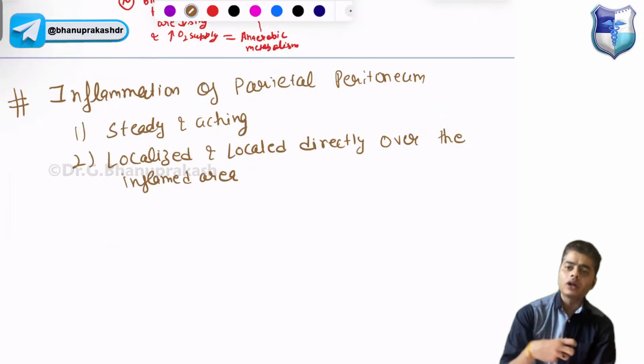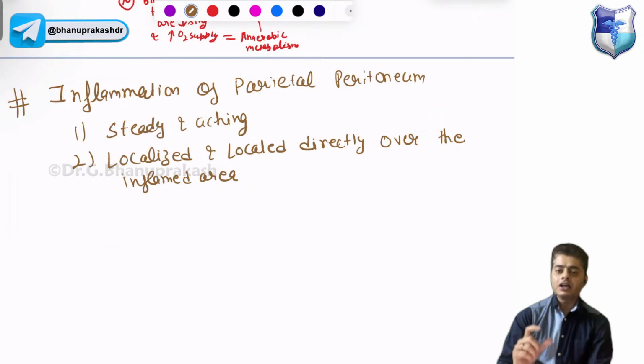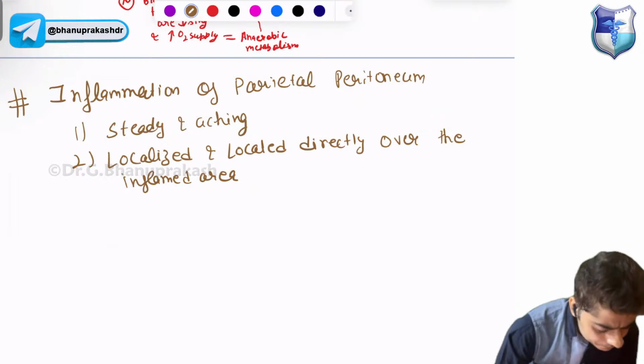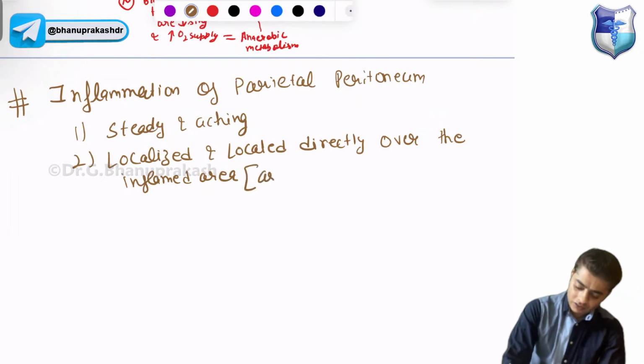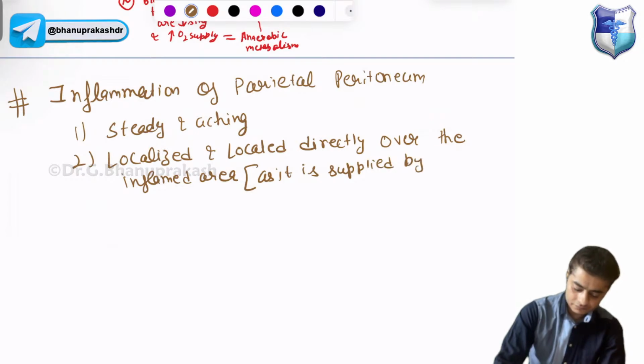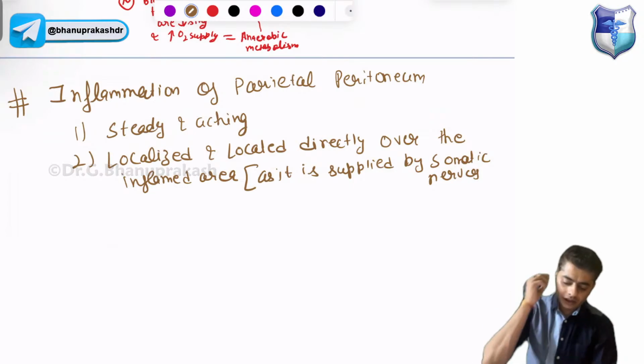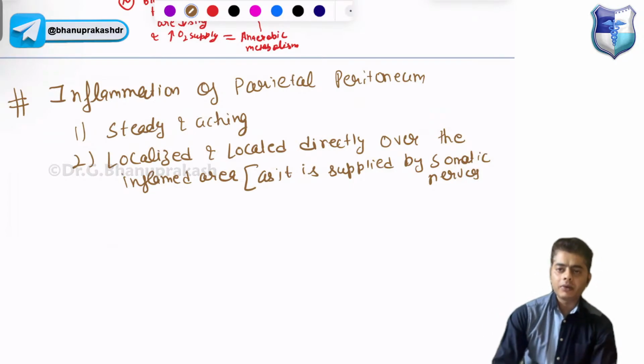And this pain can be localized, and I will tell you why it can be localized: because it is supplied by somatic nerves. Okay, it is localized and located directly over the inflamed area as it is supplied by somatic nerves.